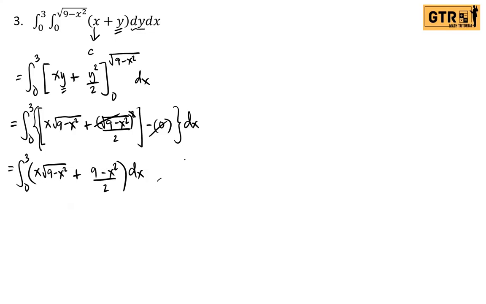Okay, so let's separate them. So the first one, integral 0 to 3. We can write this square root as 9 minus x squared raised to 1/2, and then times x dx. Okay, so it's in the form u to the n du, because the derivative of 9 minus x squared is negative 2x. So we have x dx here. So we just need a neutralizing factor of negative 1/2.